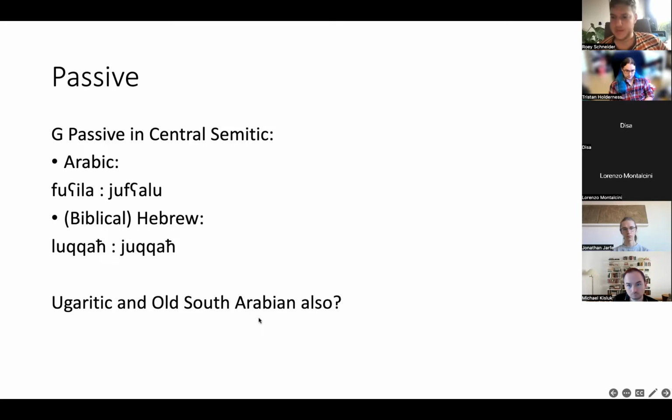And in Ugaritic and Old South Arabian, we don't have vowels written, so it's quite difficult, but it is very, very strongly believed that these languages also had this internal passive voice.